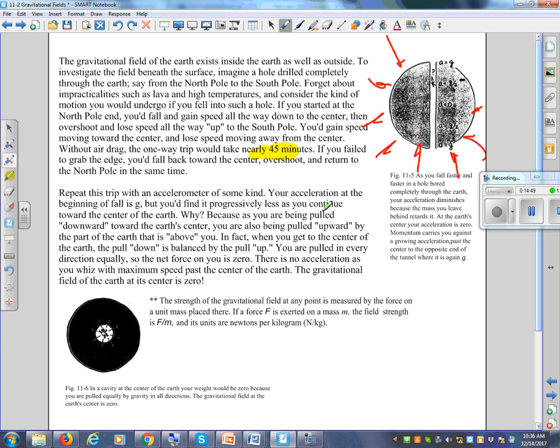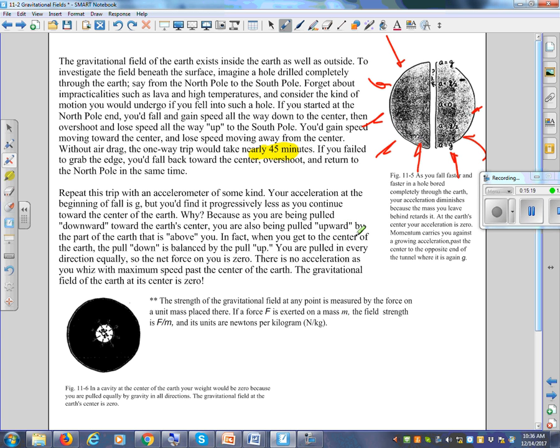Because as you're being pulled downward toward the Earth's center, you're also being pulled upward by the part of the Earth that is above you. That's exactly what Jason was saying, right? You were thinking that you were going to start to slow down. You're sort of right. You would just not speed up as much. Again, you're confusing velocity and acceleration. So you would continue to fall faster and faster, you just wouldn't be speeding up as fast, because there is Earth above you, pulling you up as well.